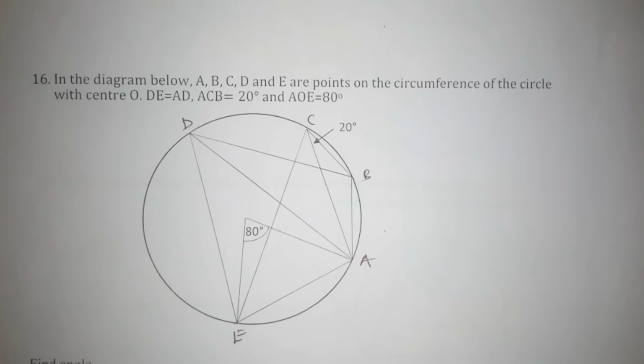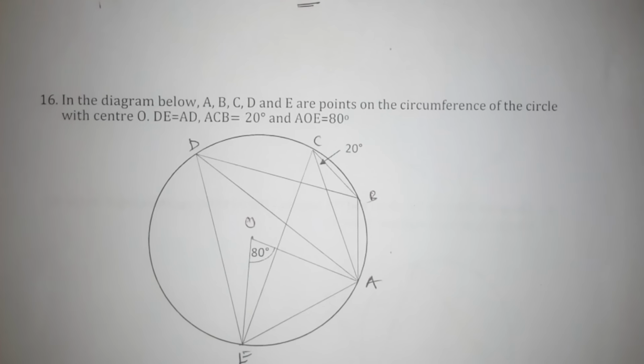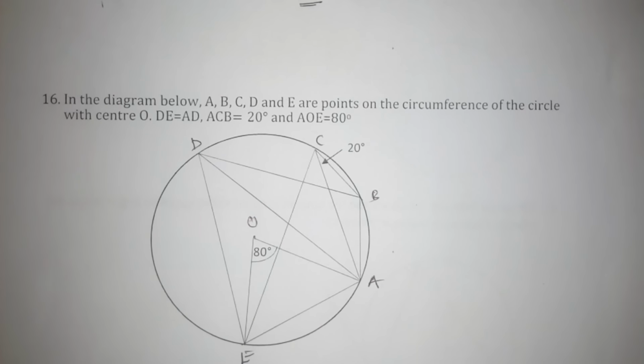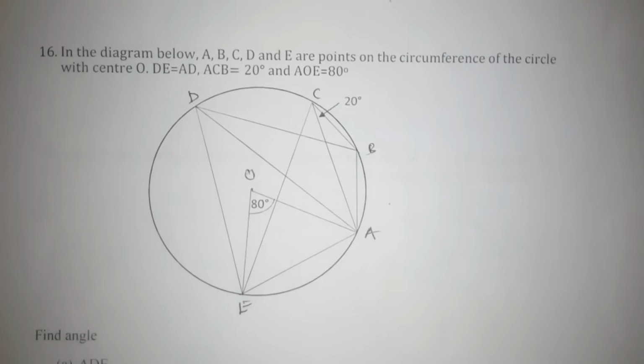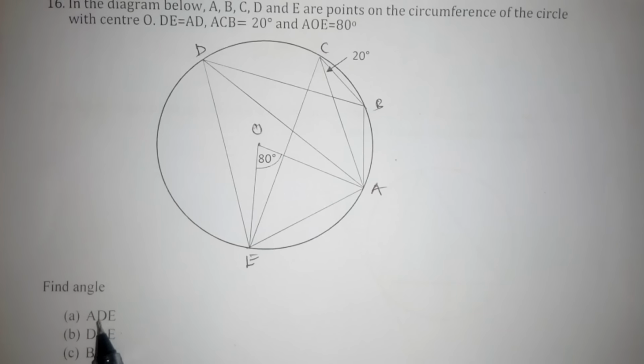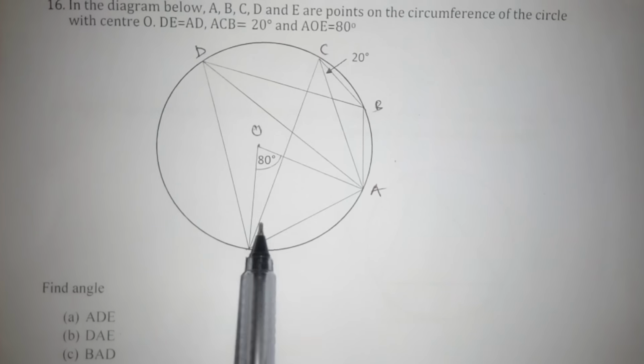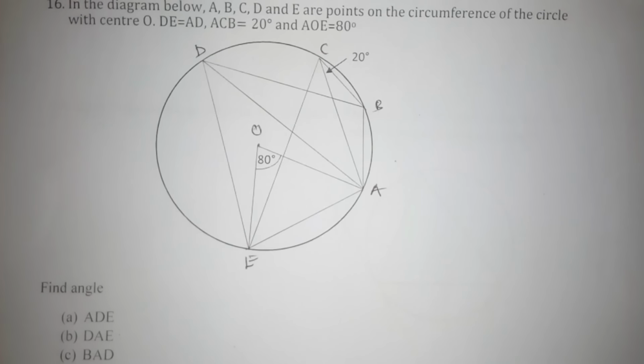Of the circle with center O. So the center O is here. This is center O. Okay, so the first question here, they're saying find angle ADE. ADE. So what property are we going to use here?